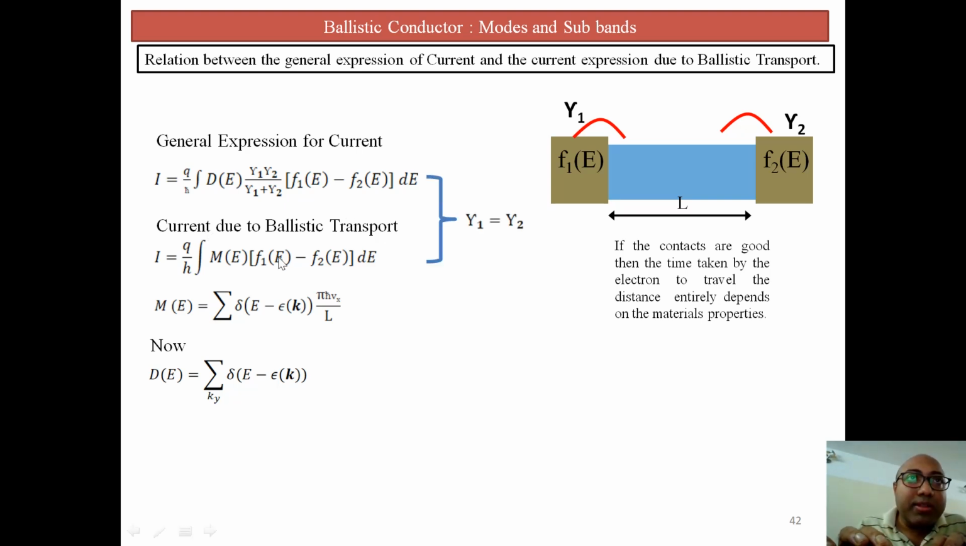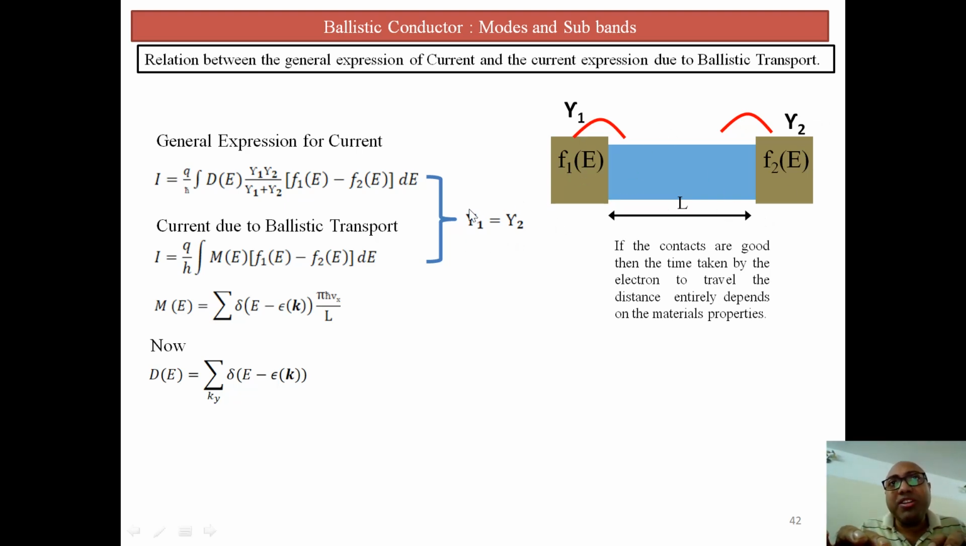If you equate those, both being current expressions, for simplicity I have assumed that gamma 1 and gamma 2 are more or less the same, because it's the same material. When you have a metal-semiconductor contact, say a piece of silicon with aluminum contacts on both sides, we expect gamma 1 and gamma 2 to be more or less the same. You have the same material and the same metal deposited, so you will have more or less the same gamma 1 and gamma 2.